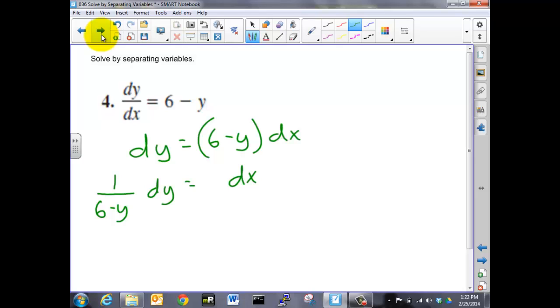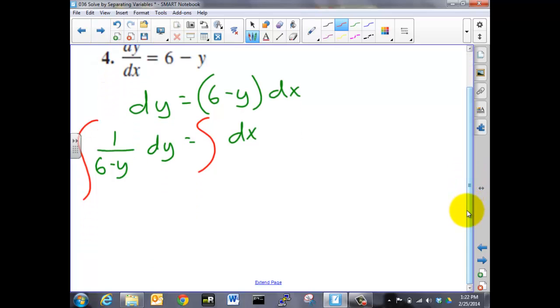All right? Now we need to integrate. The right side's easy to integrate. What do we get on the right side? X. All right, so we get x over here. Very good. ln 6 minus y, absolute value, plus c. We missed one thing there. Why negative?